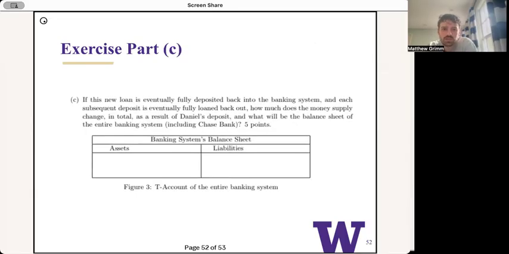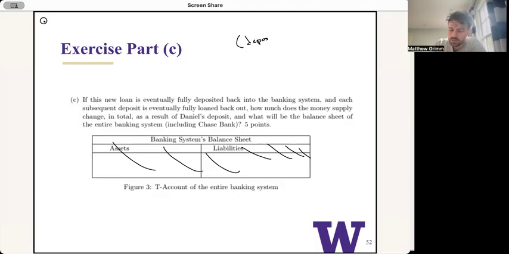If this new loan is eventually fully deposited back into the banking system and each subsequent deposit is eventually fully loaned back, how much does the money supply change in total as a result of the original deposit, and what will the balance sheet of the entire banking system, including Chase Bank, look like? Okay, I'm not going to worry about this. Let's just see how far this $5,000 gets us. How much does it increase the money supply? Well, again, we are going to look at this equation. So this equation is deposit over reserve ratio equals the change in money supply.